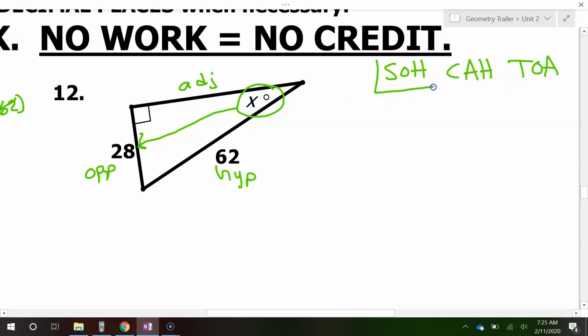Well, which trig function involves opposite and hypotenuse? That's the sine function, because sine is opposite over hypotenuse. So let's start by writing down sine. Sine of the angle. Even though it is a variable, you go ahead and put sine and you put the angle next. Now, opposite over hypotenuse, that's 28 over 62.